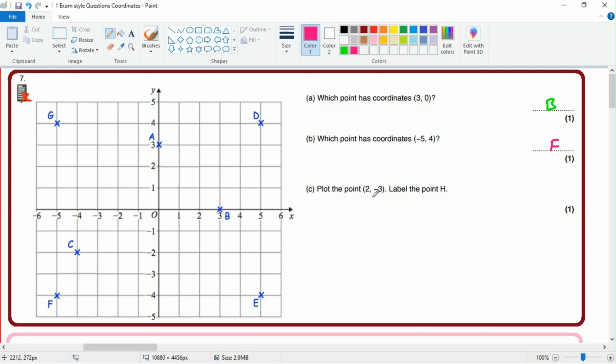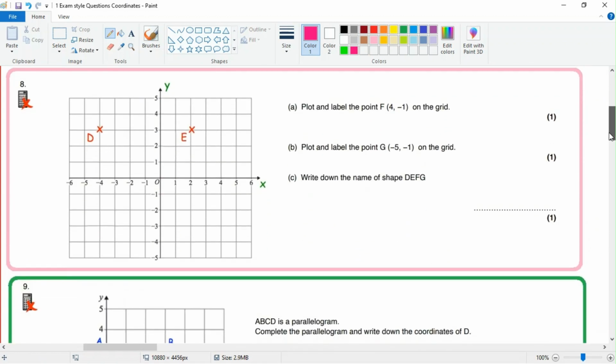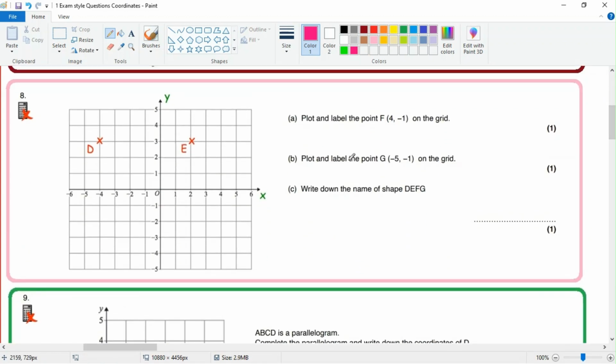Plot the point 2, minus 3. 2 and minus 3 is going to be this one. And this point is going to be labeled as H. So you get 3 marks for this. 2, minus 3. Now comes question number 8, in which these are all easy questions. If you are okay with these kind of questions, you may skip and move on to the next questions.